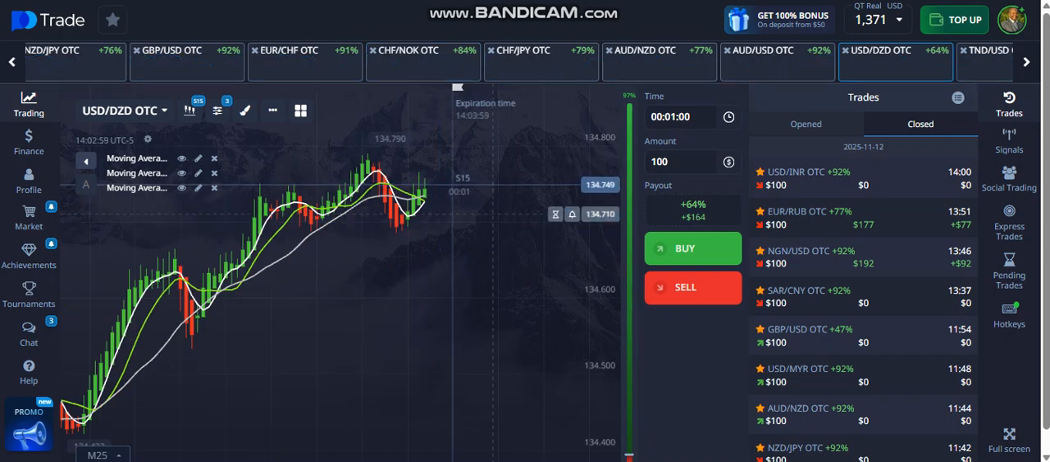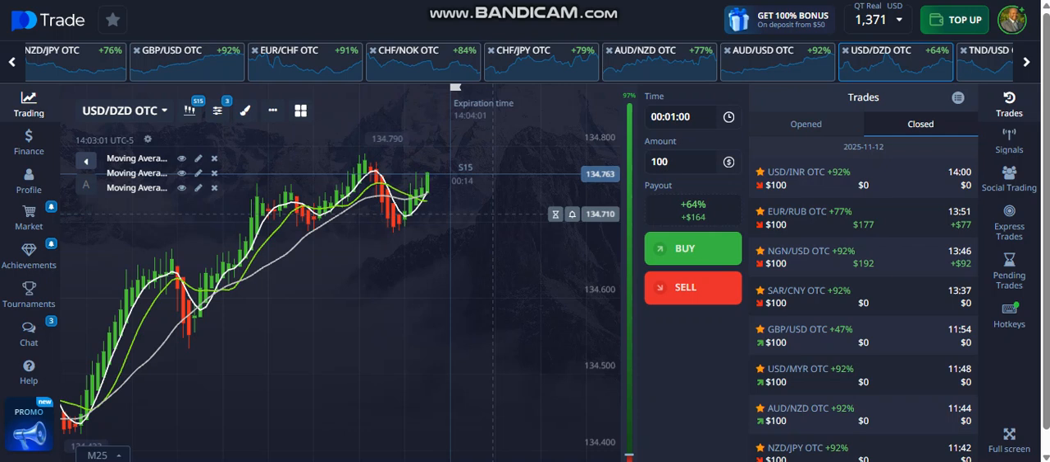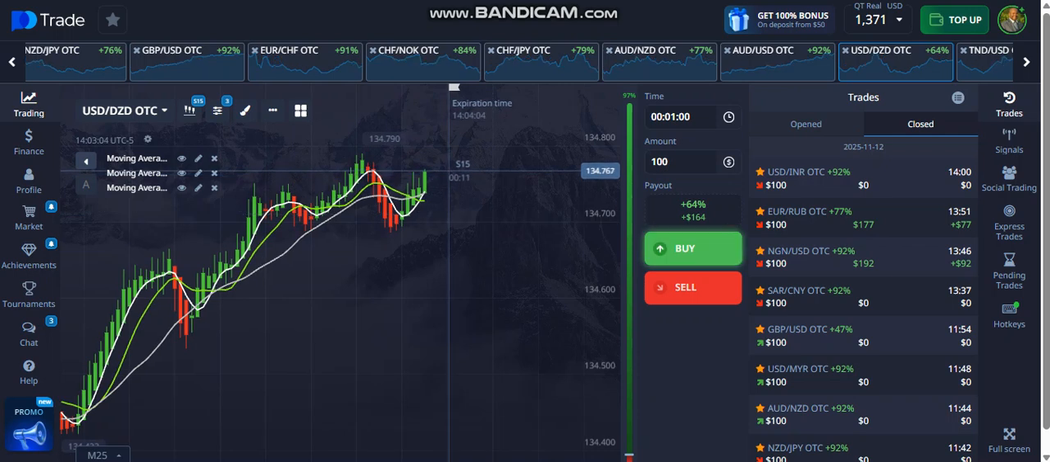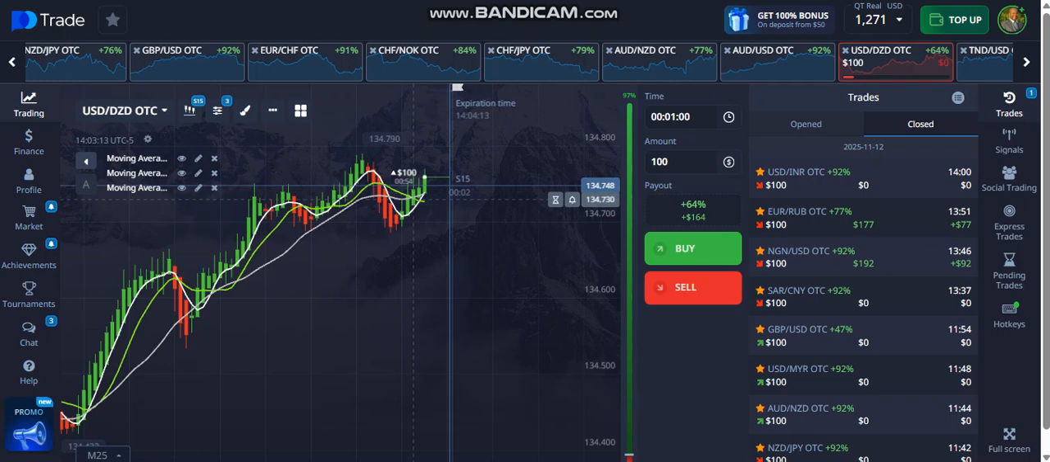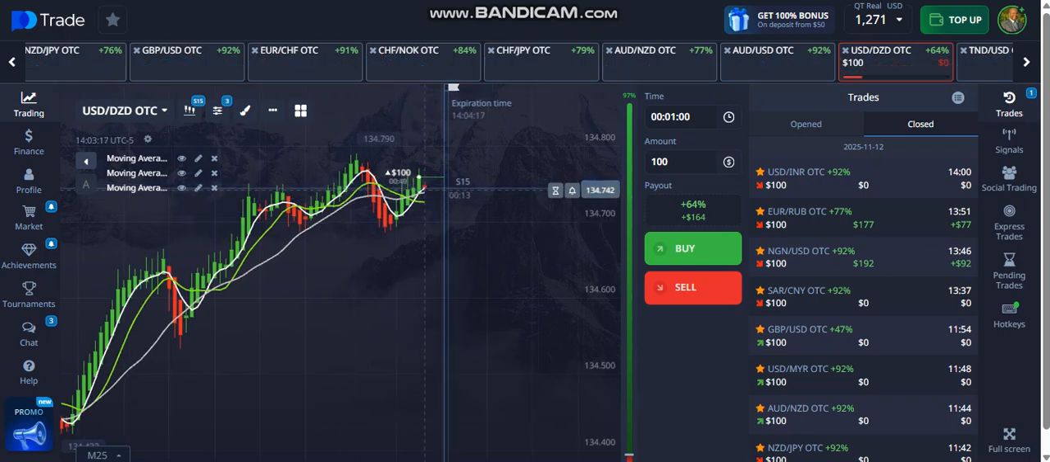Okay, so I'm back on the USD DZD OTC pair, and I just took a trade in the up direction. And the reason why I took this trade is because we're seeing a bullish movement in the pair. In addition to that, the crossover occurred with these strong bullish candles pushing up the price.